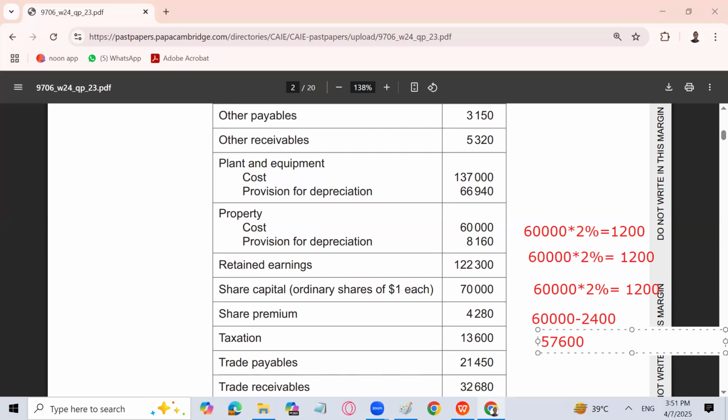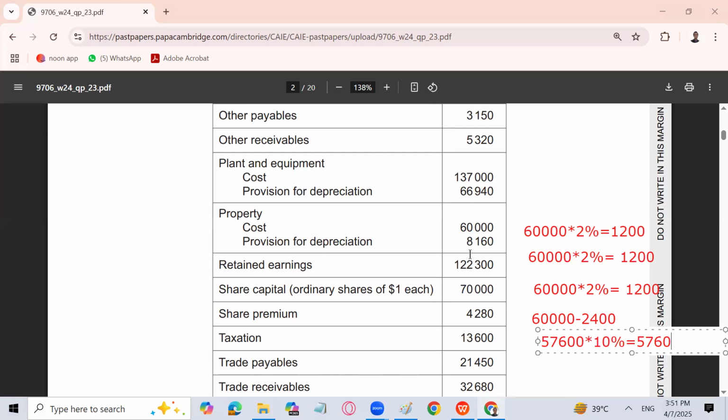57600 into 10%. 5760. So just add it up now. What amount you will get? I mean 5760 plus 1200 plus 1200. How much? Is it coming the same?